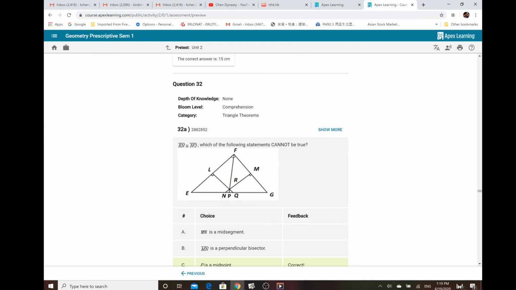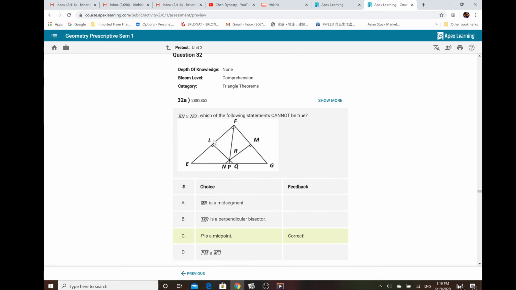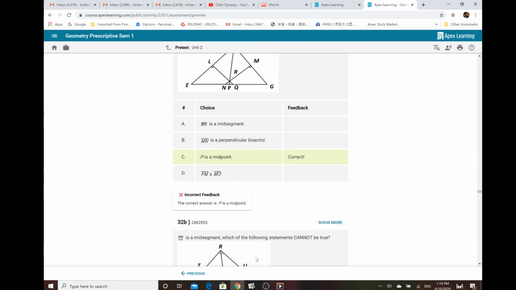Okay, now let's move on to something else. This one shows a composite figure. Segment EN is congruent to segment NG. Which of the following statements cannot be true? One thing we do notice is that P is not the midpoint. So saying P is the midpoint would be the false statement, which is not true.